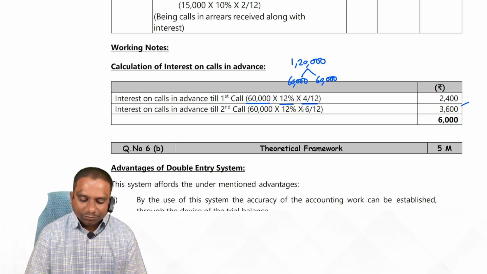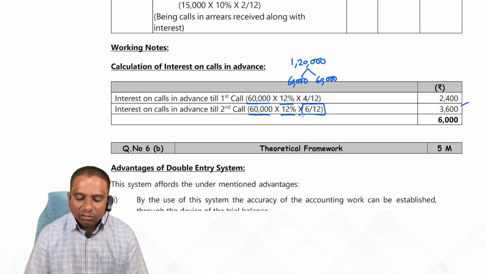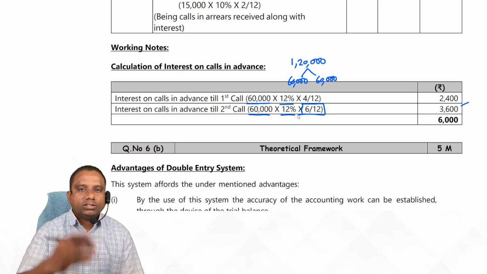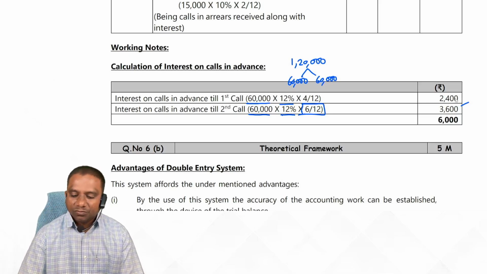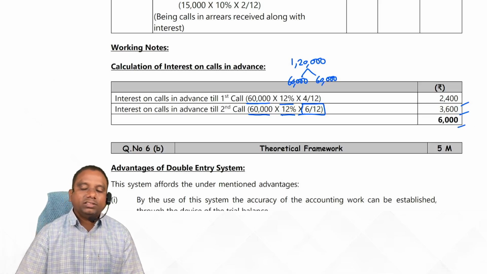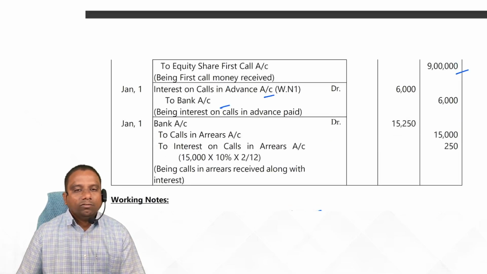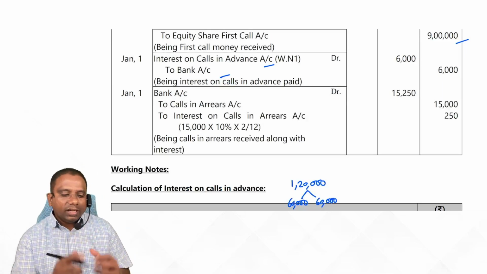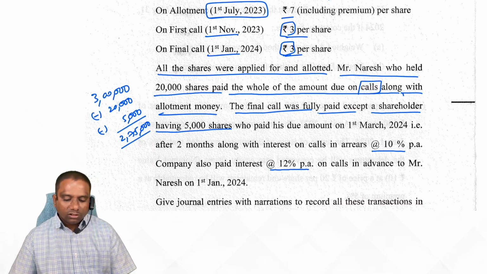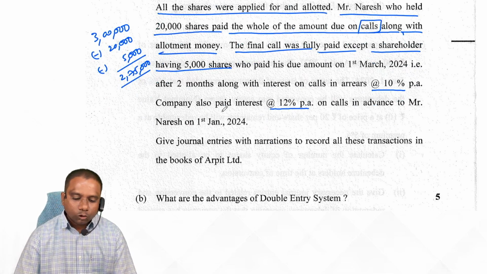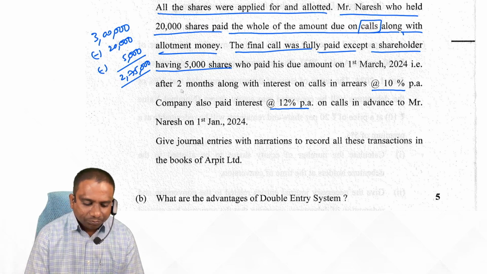Now second call amount 60,000, 12%. This amount we received 6 months in advance. Just look at the dates, you can observe 6 months. So 3,600, total 6,000. That is the entry here. Whereas we received calls in arrears also. They said we have received calls in arrears also. Yes or no, students?